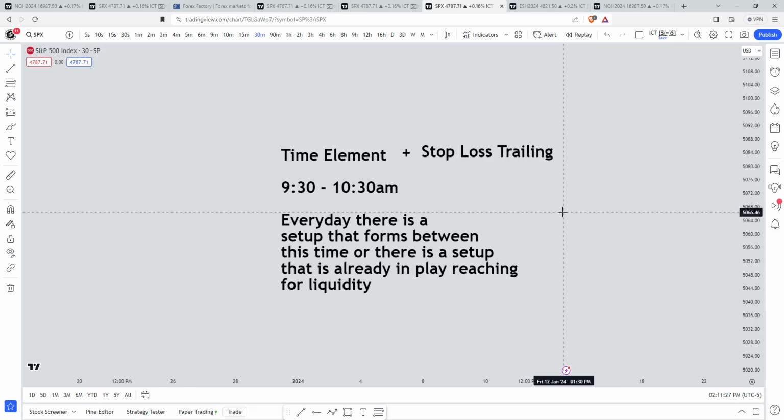Sometimes it just creates a manipulation swing. It's typically a time where you look for acceleration, but again, I'm not claiming to be a master of macros because I don't use them a ton. I just use them as a confluence here and there.